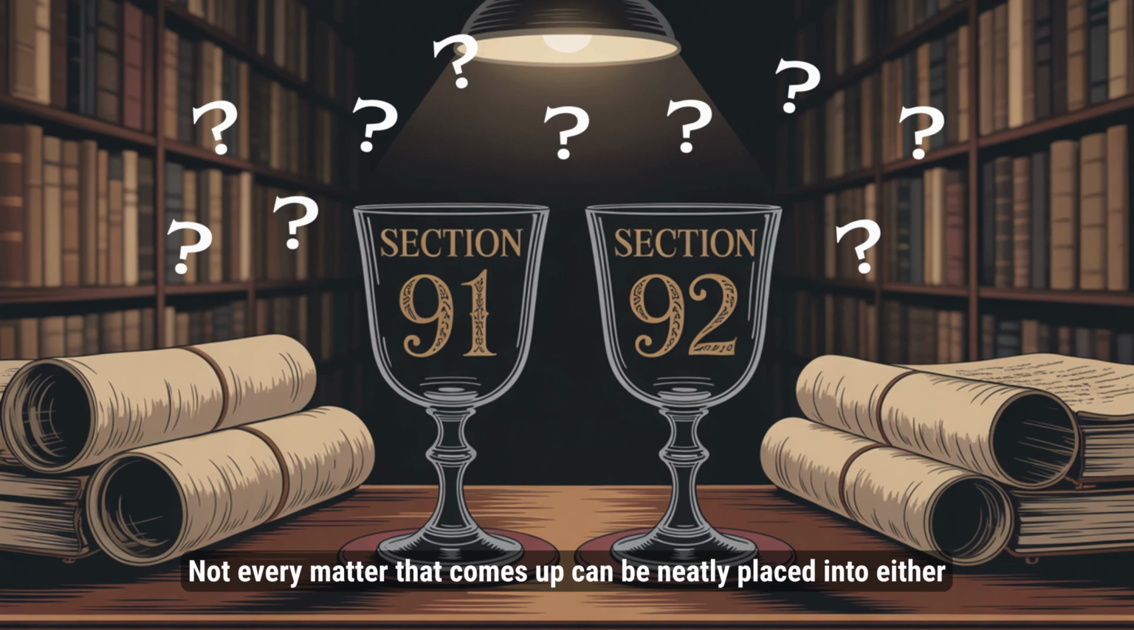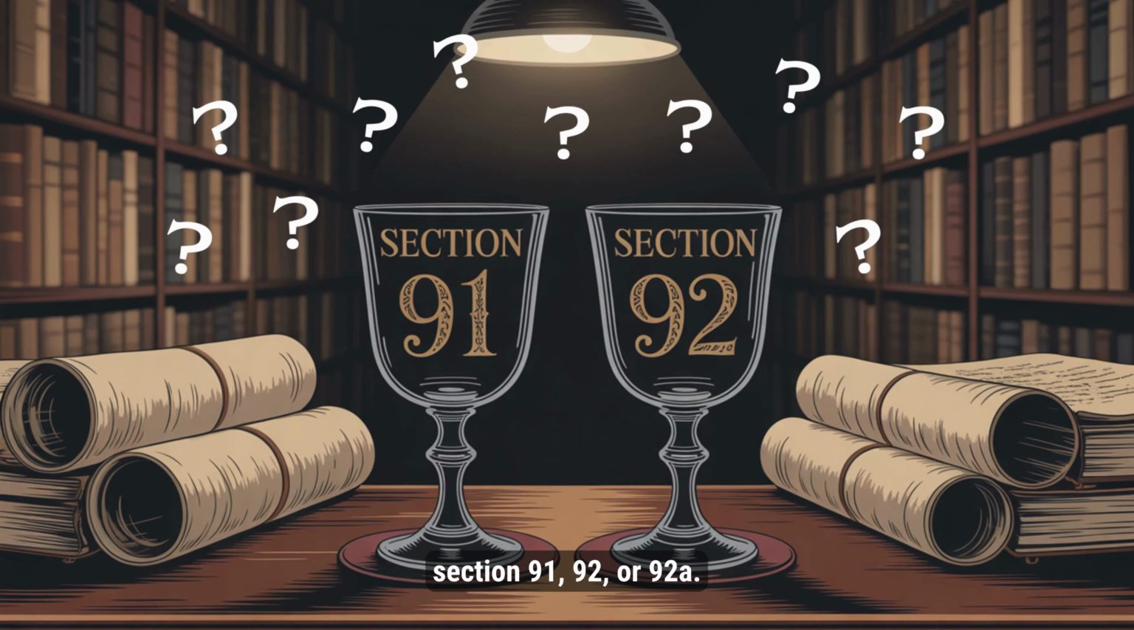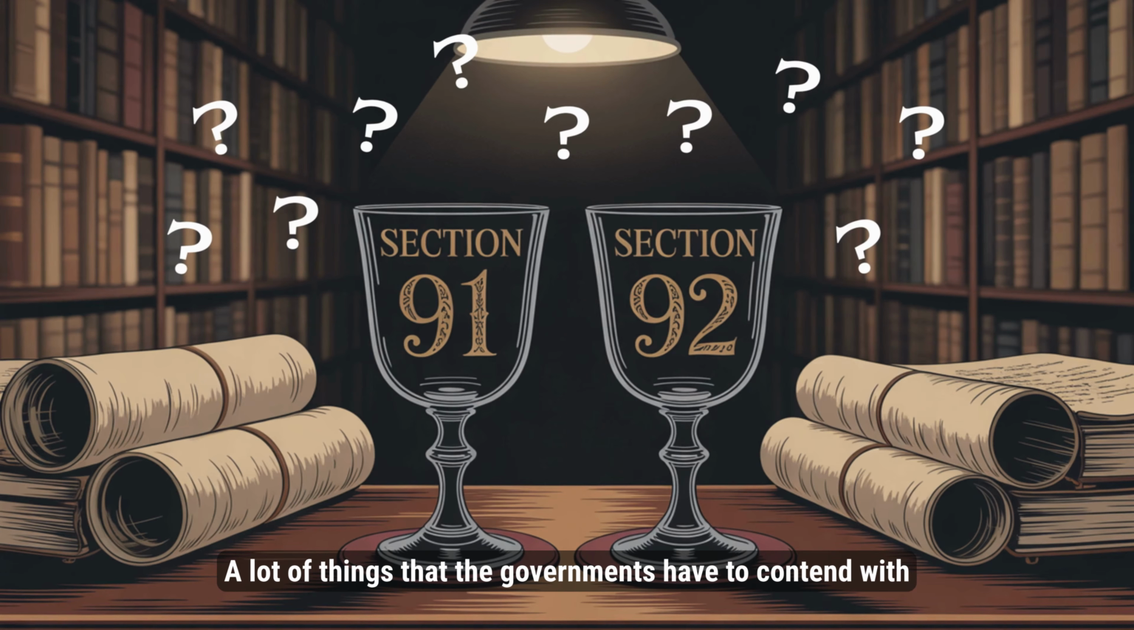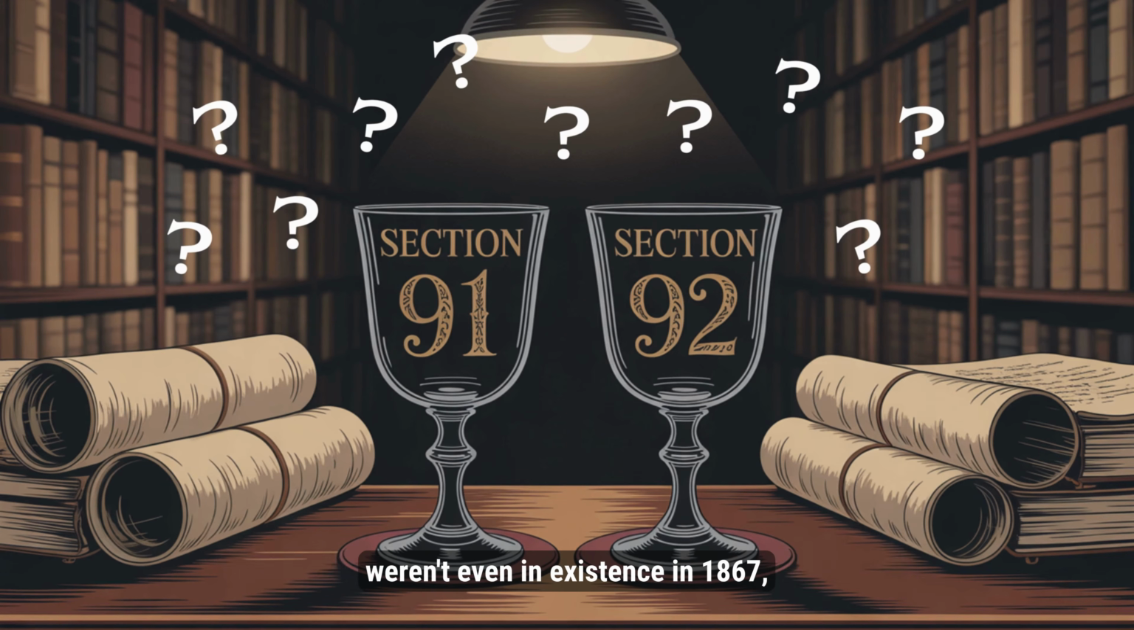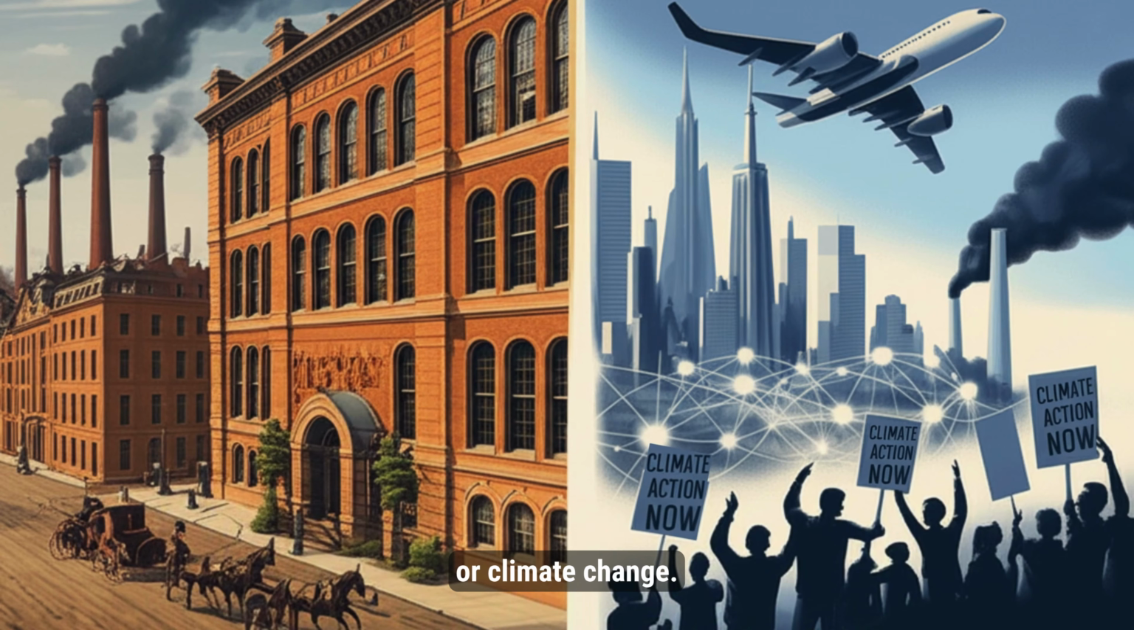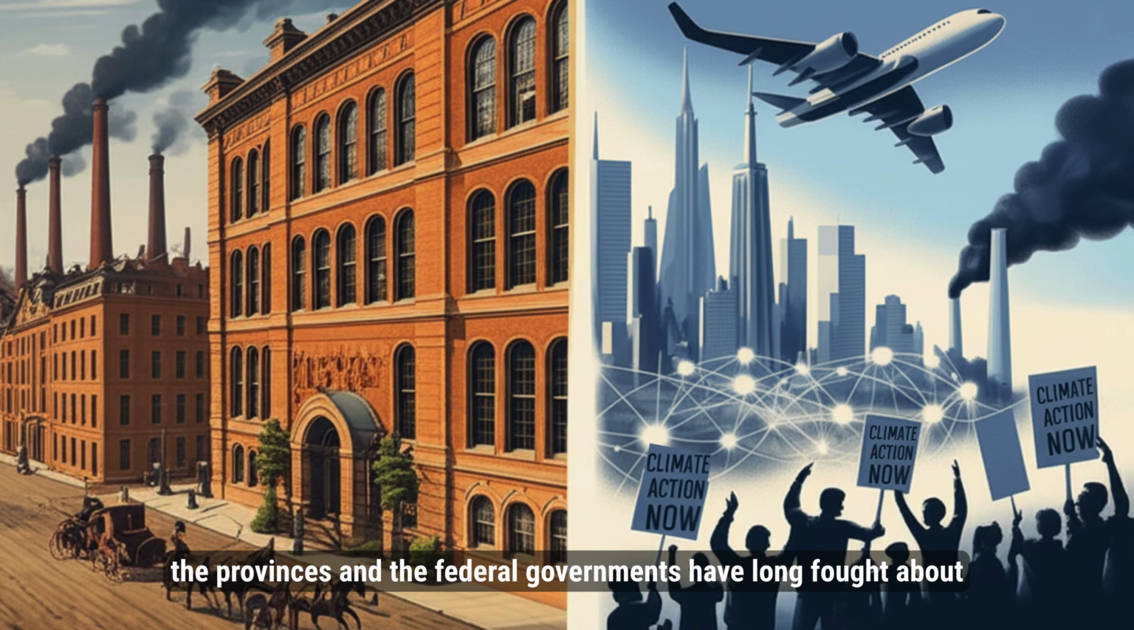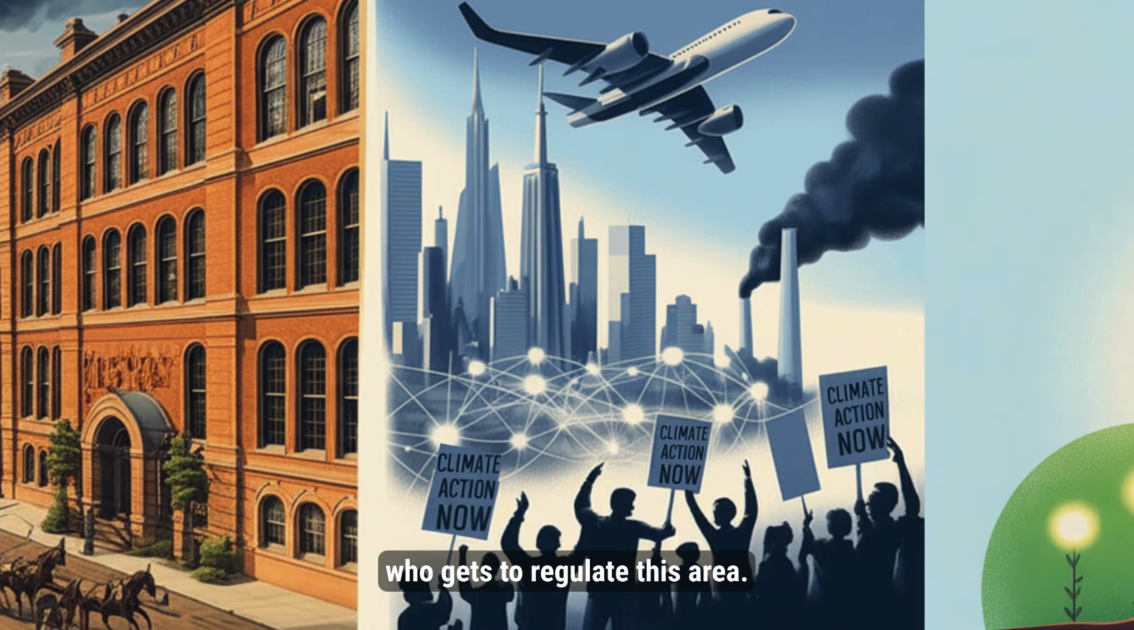But here's the problem. Not every matter that comes up can be neatly placed into either Section 91, 92, or 92A. A lot of things that the governments have to contend with weren't even in existence in 1867, like airplanes, or the internet, or climate change. Back in 1867, no one was really concerned about the environment, so there's no head of power that says who is in charge of climate change emissions. As a result, the provinces and the federal governments have long fought about who gets to regulate this area.